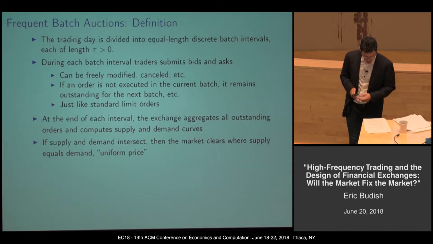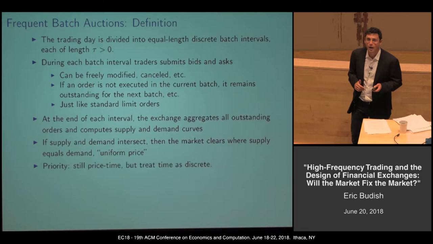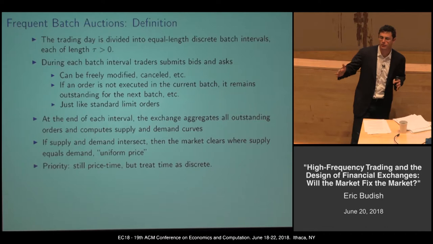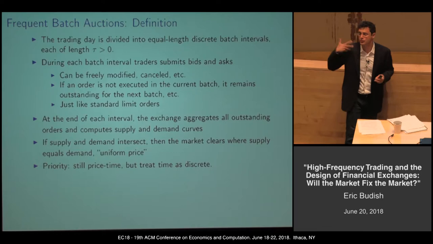So the proposed market design is the uniform price auction, just like we use in treasury markets, for example. Priority is still price, then time, but treating time as discrete. So what this means is that if my order has been hanging out in the market for many intervals, and your order is new this interval, and we're at the same price, my order has priority over yours. But if our orders arrive in the same interval at the same price, we have the same priority. And if necessary to break ties, just do so in some random fashion, such as pro rata or random tie breaking.